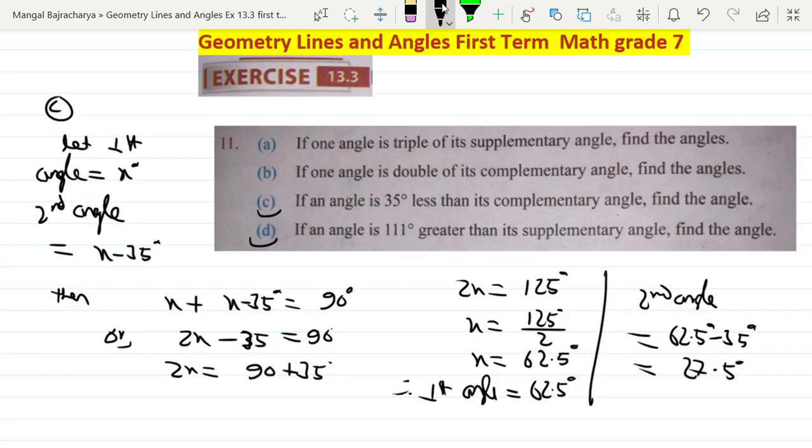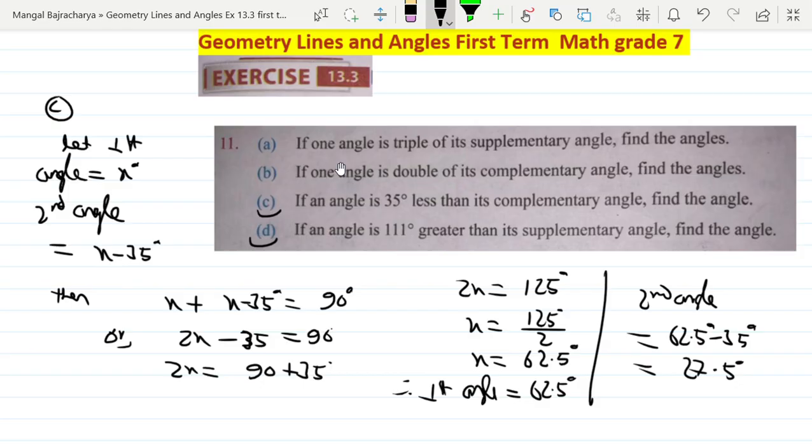So it said here, if an angle is 111 degrees greater than its supplementary angle, then find the angle. So the first angle obviously will be, supposing, x, and the second angle you will say is 111 degrees more than x. It means x plus 111 you have to say, and their sum is 180 degrees since they are supplementary angles, right? So after number 11, so it's done, is it? Up to number 11 you are clear.